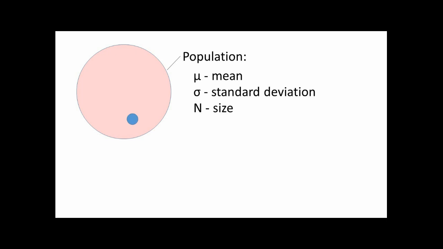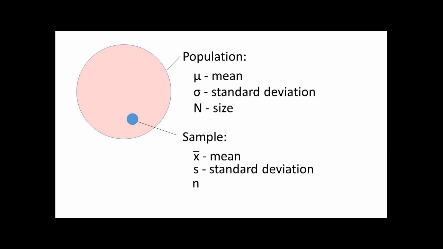Sample will be represented by this smaller circle. And again, the lengths of the fish in this sample can be measured, and we can find the sample mean. A sample mean is represented by x bar. And the sample standard deviation for the lengths of the fish, that's represented by lowercase letter s. Also, the size of the sample will be represented by a lowercase n.